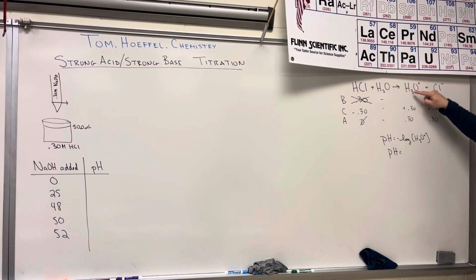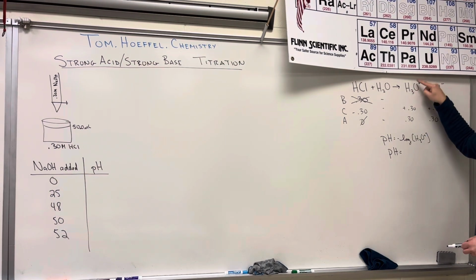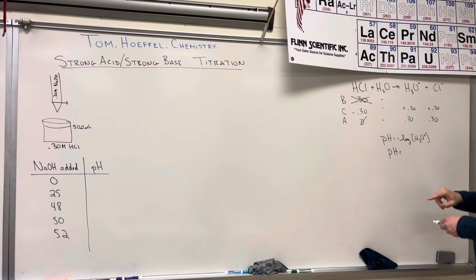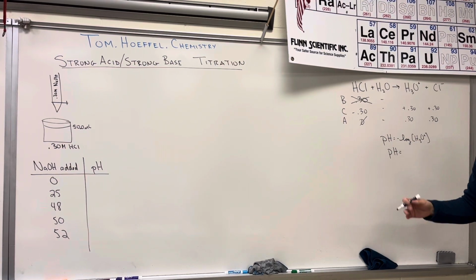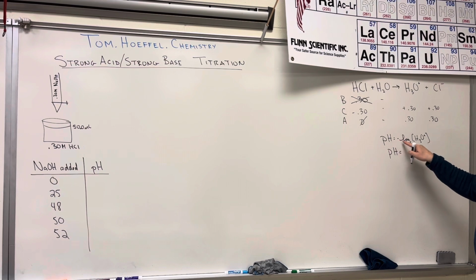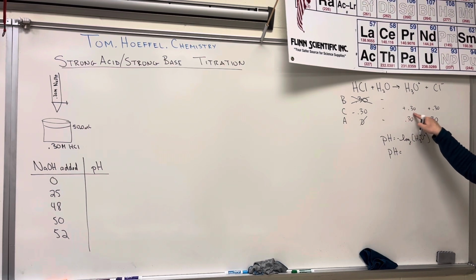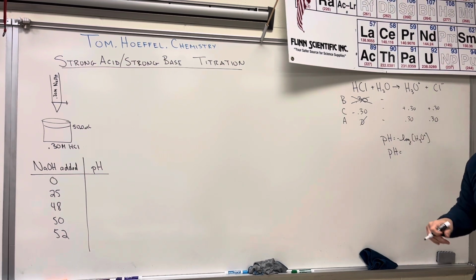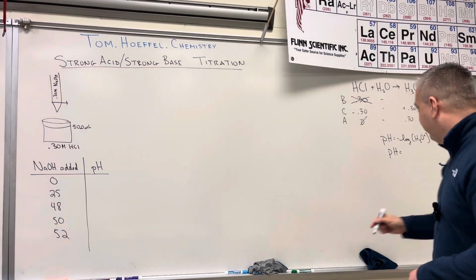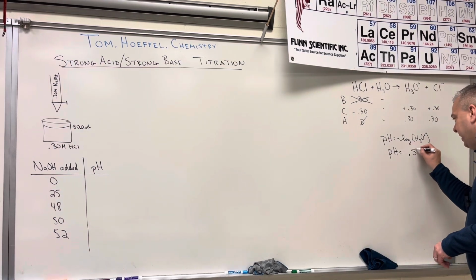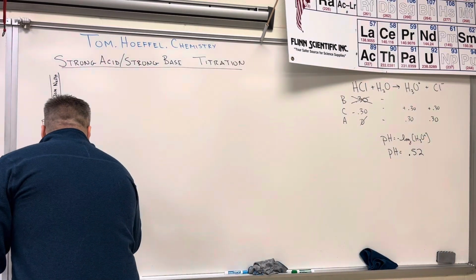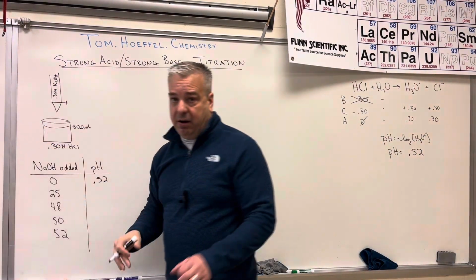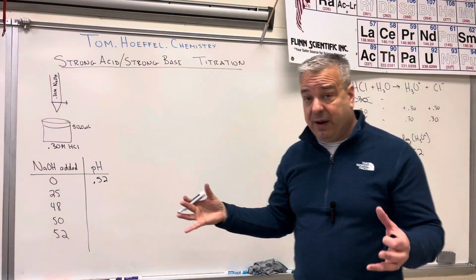The part I'm most interested in is the concentration of hydronium ions, because that will dictate the pH. I'm going to take the negative log of the concentration of hydronium, which is 0.3, and that answer comes out to be 0.52. So the pH here is starting out at 0.52.